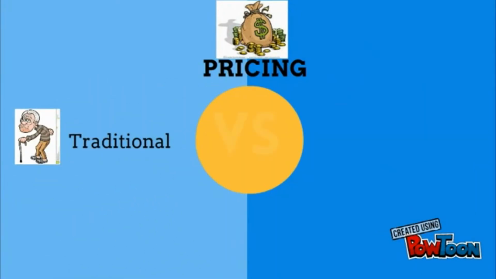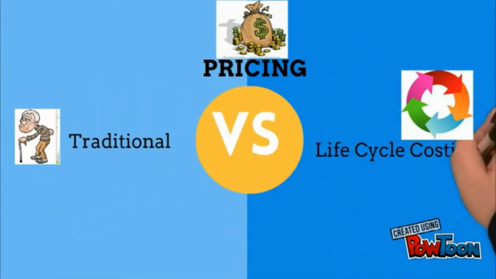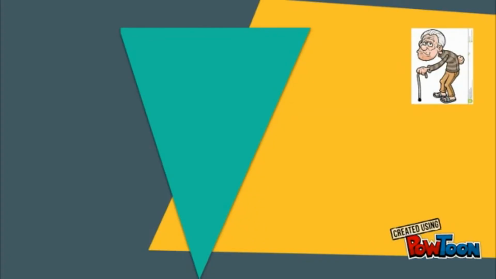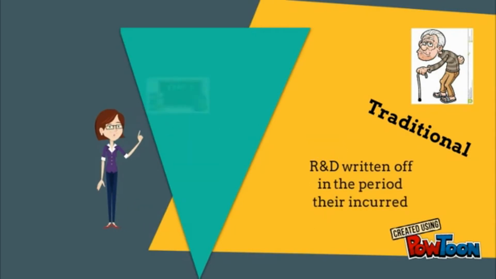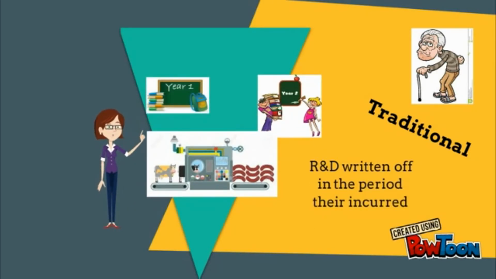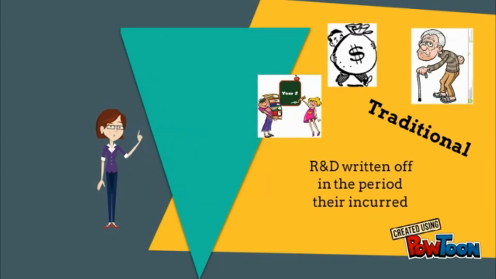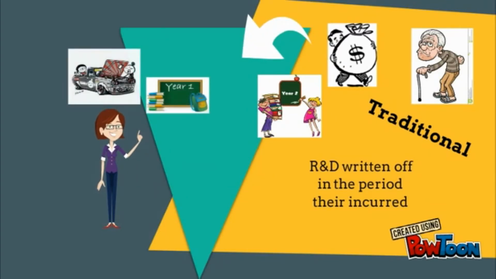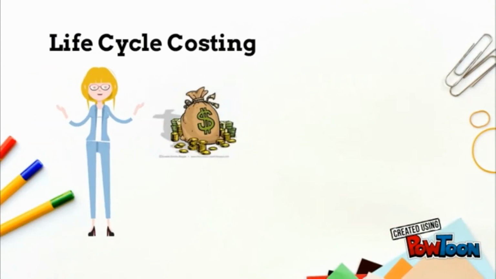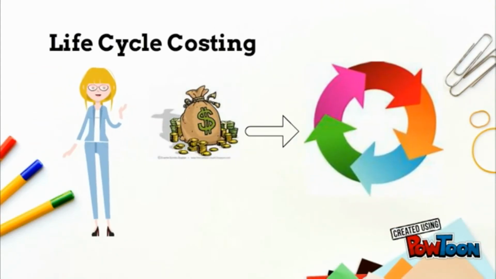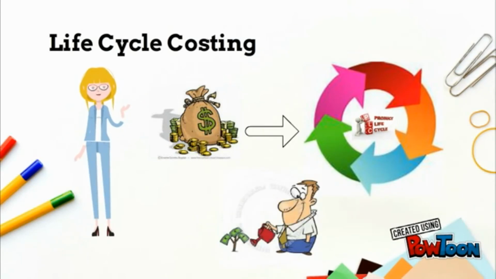For pricing, we will compare the traditional method and life cycle costing. In the traditional method, research and development costs will be written off in the period they are incurred. For example, the firm does research and development in the first year to develop a new product for the second year. Therefore, since the research and development was in the first year, we will write off that cost against the revenue generated by their product. In contrast, life cycle costing will allocate the research and development cost over the product life cycle.